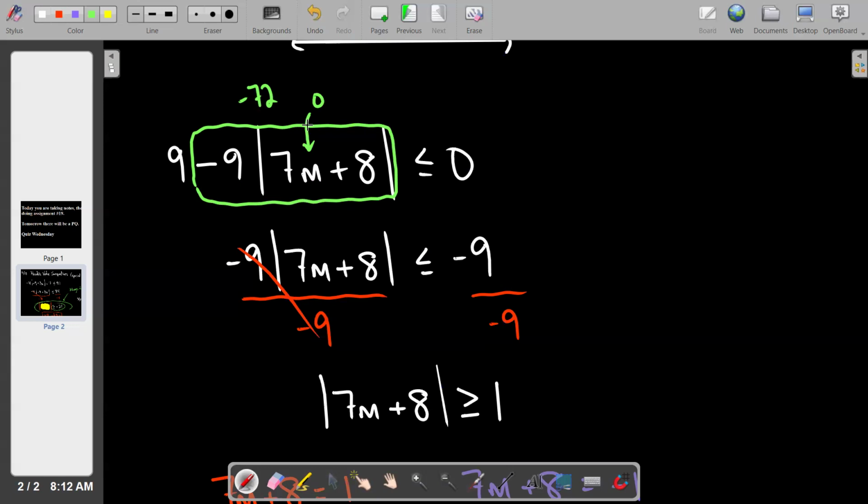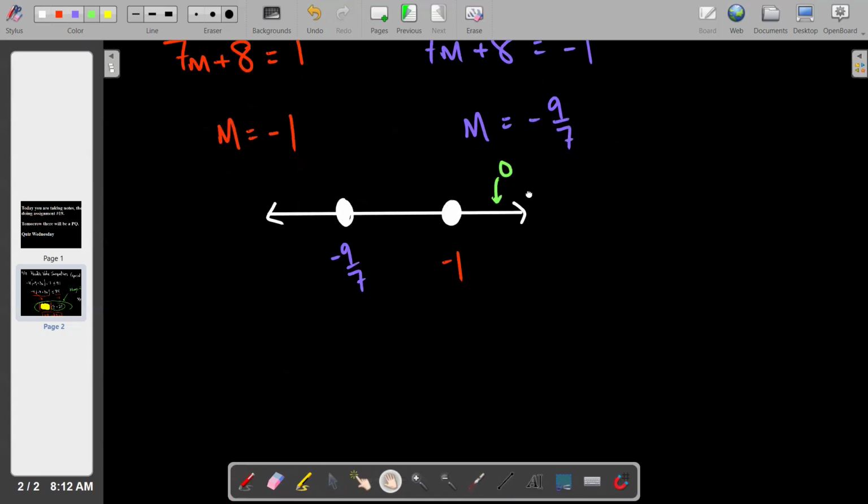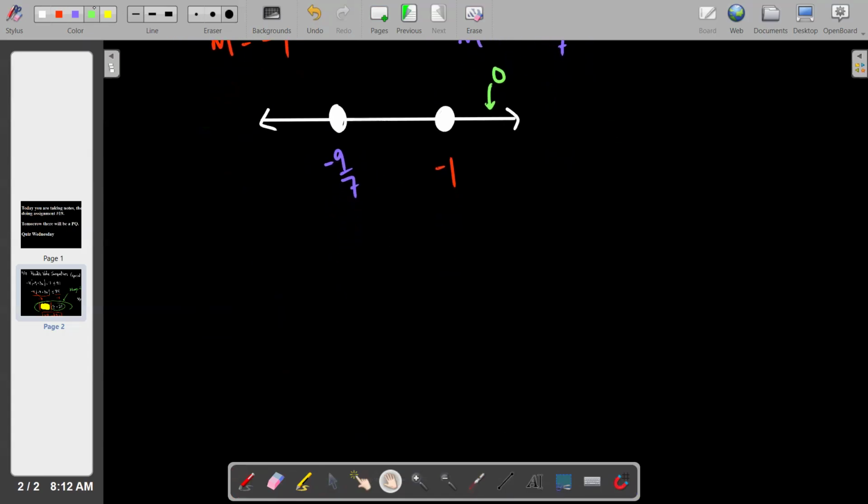-63. Is -63 less than or equal to 0? It is. Therefore, since that came out as a truthful statement, the point that we test is in a truth zone, which means that our shading will be here.